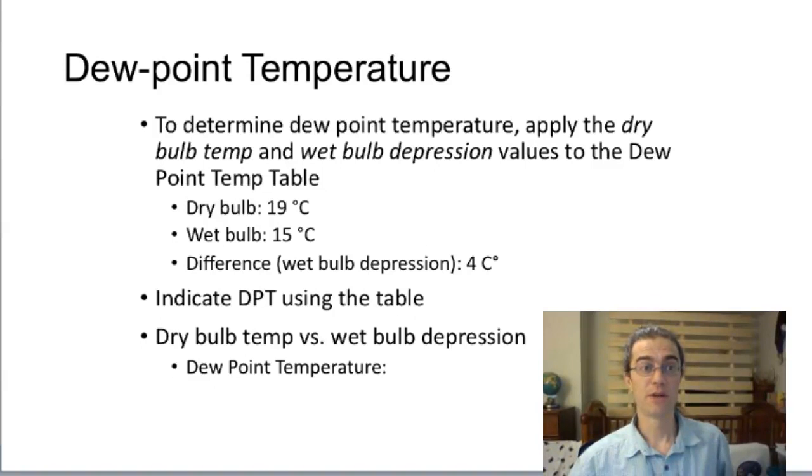The dew point temperature, continued here. To determine the dew point temperature, we apply the dry bulb temp and the wet bulb depression values to the dew point temp table. So it's a different table. It's the second one that you'll have. Okay, so the same values here as the first time, and we want to indicate the dew point temperature using the table.